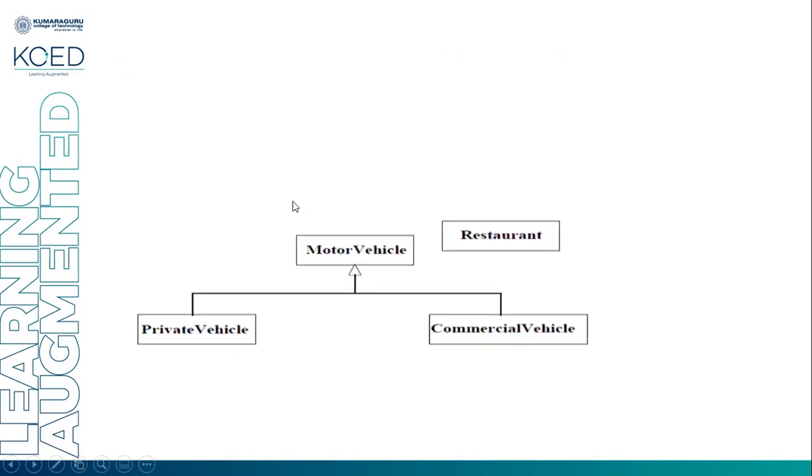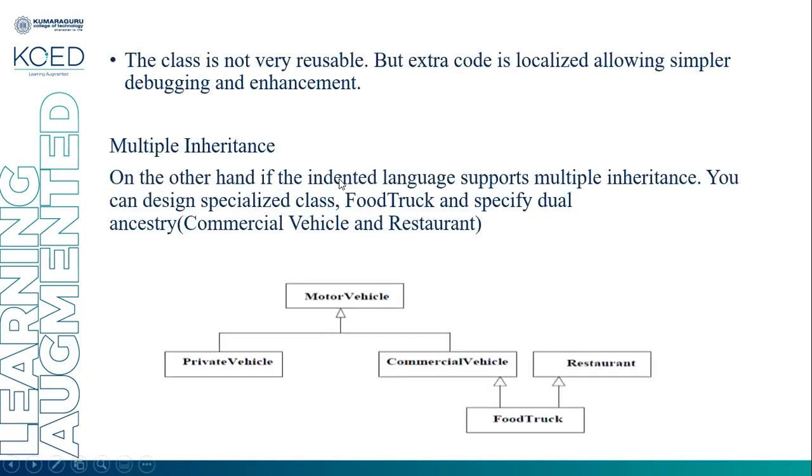The licensing application deals with licensing for government agencies. Motor vehicle contains two subclasses: private vehicle and commercial vehicle. Restaurant handles giving licenses to the various types of restaurants. Absolutely no problem. But a situation occurs: the classes are not very reusable, but the extra code is localized, allowing simpler debugging and enhancement.